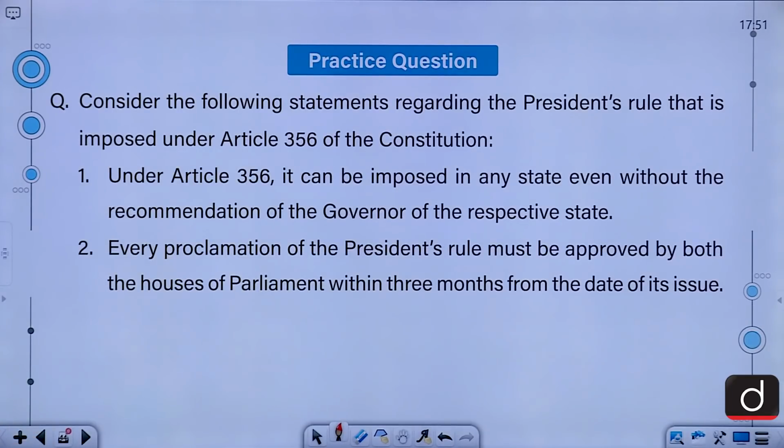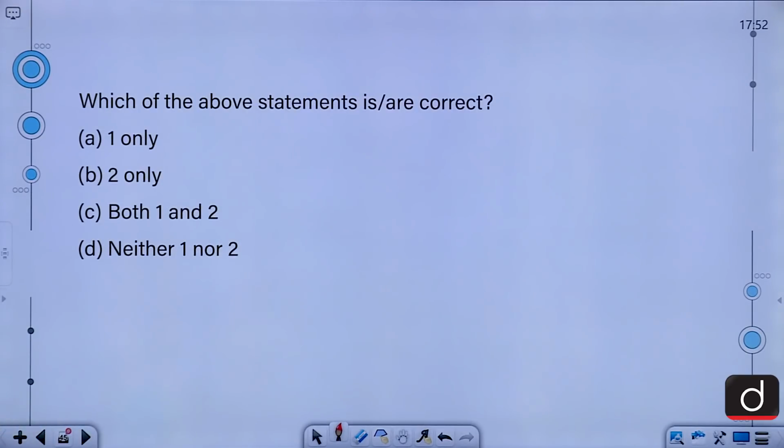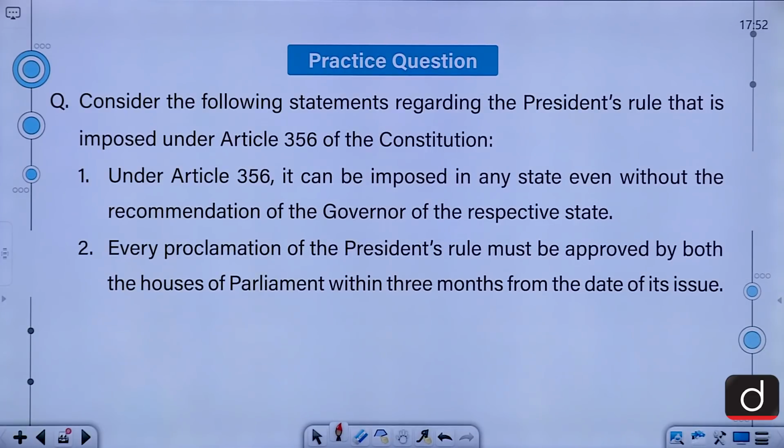Let's look at our practice question for our next segment. Consider the following statements regarding the President's rule that is imposed under Article 356 of the Constitution. 1. Under Article 356, it can be imposed in any state even without the recommendation of the governor of the respective state. 2. Every proclamation of the President's rule must be approved by both the houses of the Parliament within 3 months from the date of its issue. So, which of the statements given above is or are correct? A. 1 only, B. 2 only, C. Both 1 and 2, D. Neither 1 nor 2. Look at the statements once more.